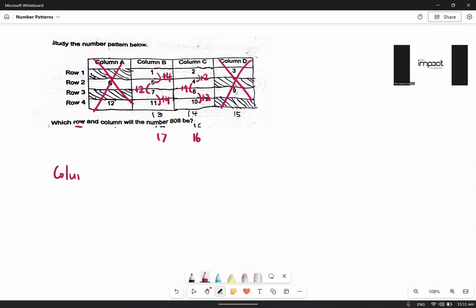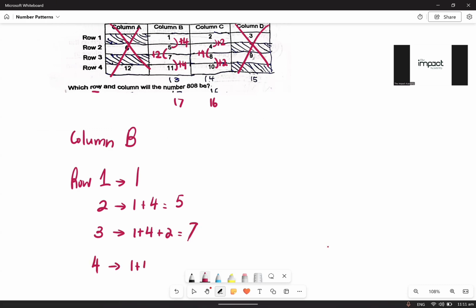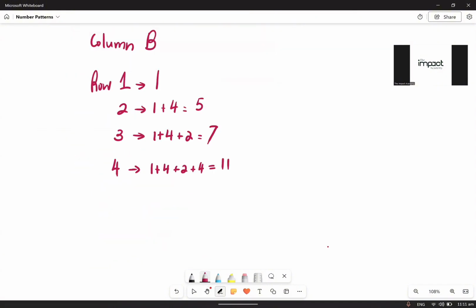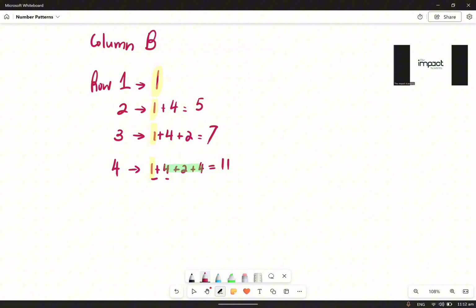We're going to solve column B first. We want to see whether it appears. For row 1 itself, it's 1. For row 2, it's 1 plus 4, which equals 5. For row 3, it's 1 plus 4 plus 2, which equals 7. For row 4, it's 1 plus 4 plus 2 plus 4, which equals 11. So you can see that the pattern always starts with the digit 1, and it continues with 4, 2, 4, 2, and the number of digits is equal to the row number. 3 digits, row 3. 2 digits, row 2.